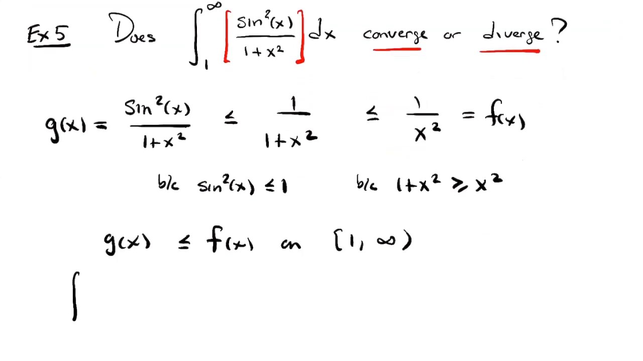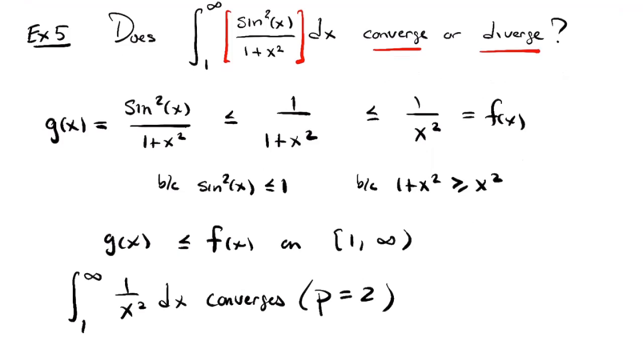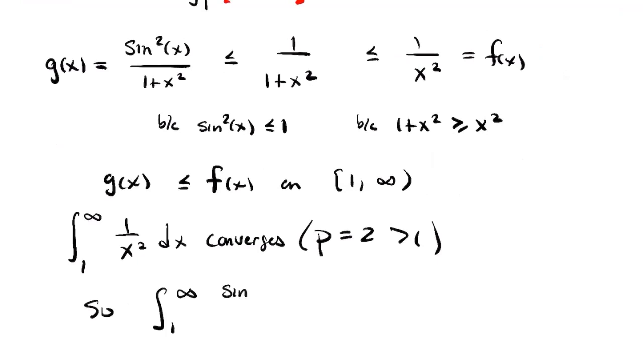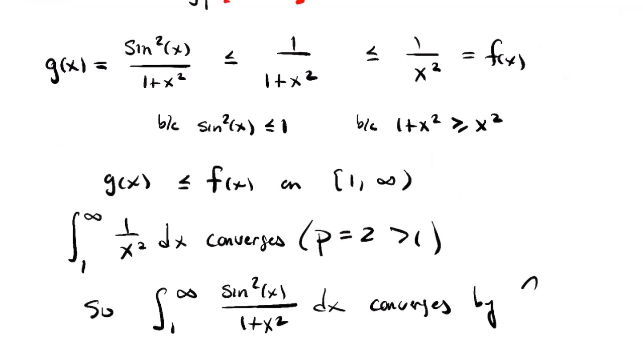Also, the integral from 1 to infinity of 1 over x squared converges. It's one of those power functions with p equal to 2. P equals 2 is bigger than 1, so that converges. So therefore, the integral from 1 to infinity of sine squared of x over 1 plus x squared converges by, I'm going to use an acronym, comparison test. Do I know the value of this integral? No, I don't. But I know that it's some finite number. I could pick a large value for b, the upper limit of integration, and use some numerical techniques to approximate that number, but I know that the number is finite.